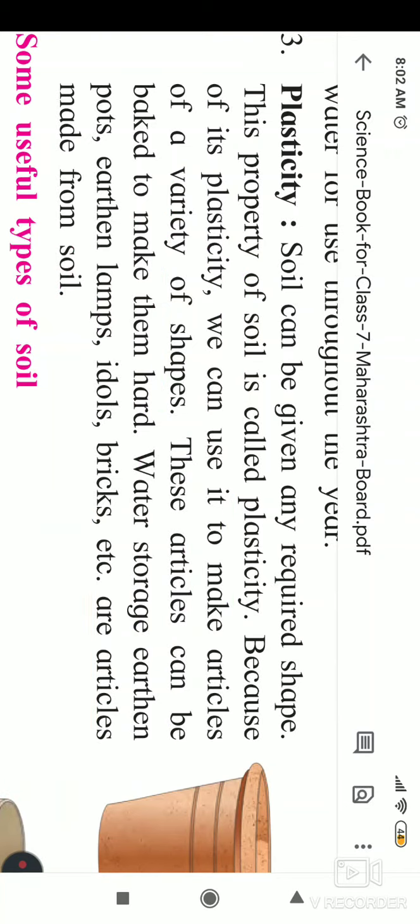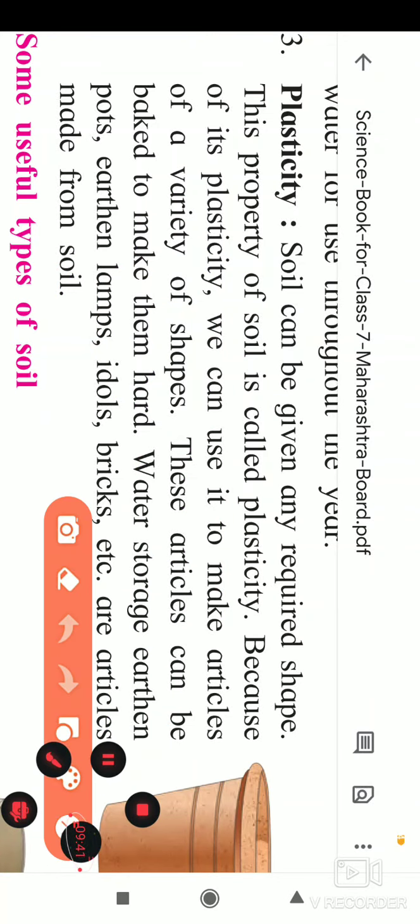For the preparation of it, what are we using? The soil. And you can use it to make articles of varieties of shape. These articles can be baked to make them hard.